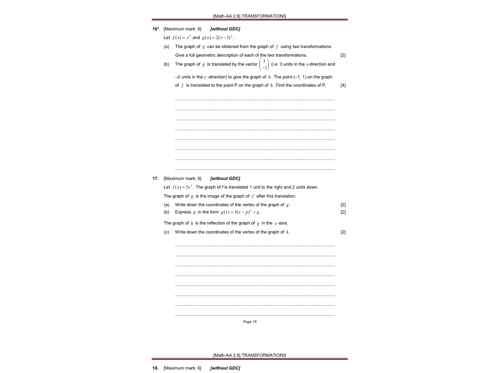All right, we've got f at x and g at x. The graph of g can be obtained from the graph of f using 2 transformations. Give a full geometric description of the 2 transformations. So for A, we're moving right 1 and vertical stretch scale factor 2.